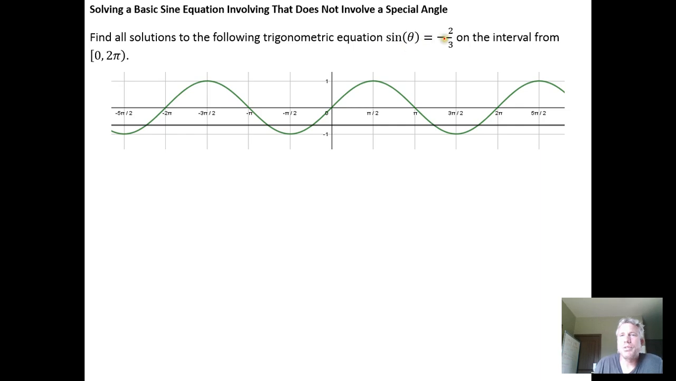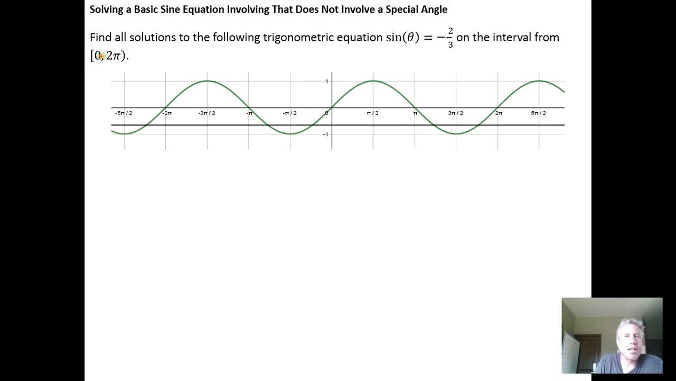Sine theta equals negative 2/3, and we want to recognize that negative 2/3 does not correspond to any of the special angles that we know on the unit circle. And we want to find the solutions on the interval from 0 to 2 pi. So the way that I like to do this is just find all solutions first, because I think it's a good habit to get into, and then find solutions on the interval of interest.